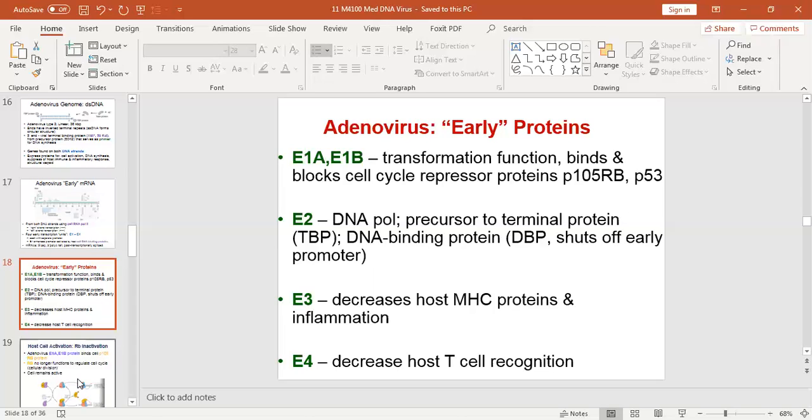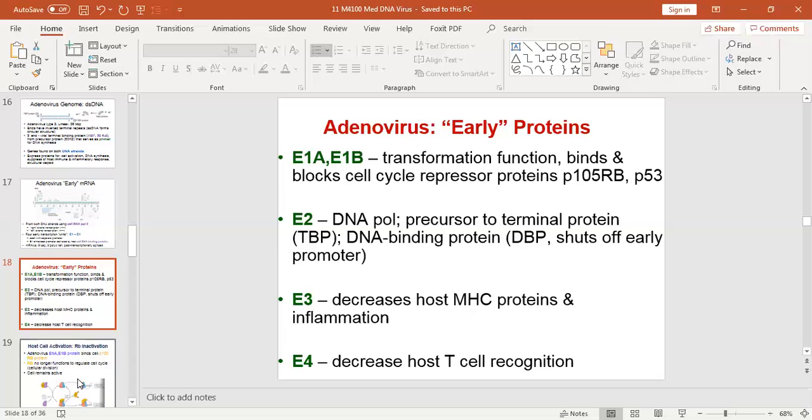Another protein made early on during adenoviral transcription is E2. It's a DNA polymerase, and it's also a precursor to terminal binding protein, or TBP. It is also a DNA binding protein, meaning that it has a consensus sequence or a unique sequence on the DNA that it binds to. And the function is to shut off the early promoter, so it serves as a negative feedback.